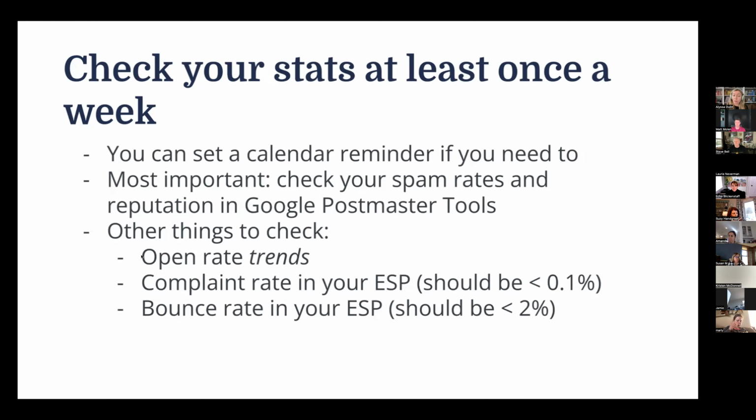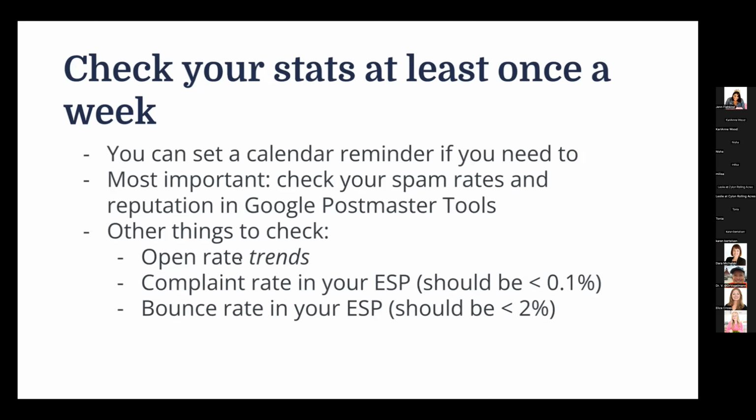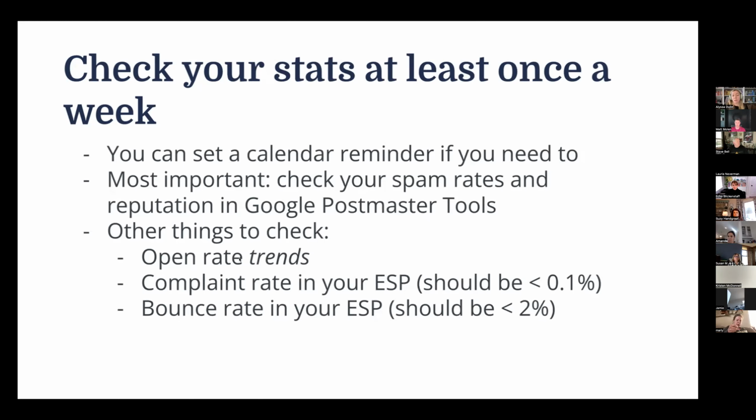Other things to check. So open rate trends. As we probably all know on this call, open rates are not the most accurate things in the world, especially with Apple automatically opening a lot of emails, but they are still helpful when it comes to trends. If you're seeing open rates are typically within the same, I would say, 5% range, that's pretty good. If you wake up one day and see your open rates have cut in half, that's usually a sign something's going on. So that's why it's good to make sure that you're keeping an eye on your open rate trends.